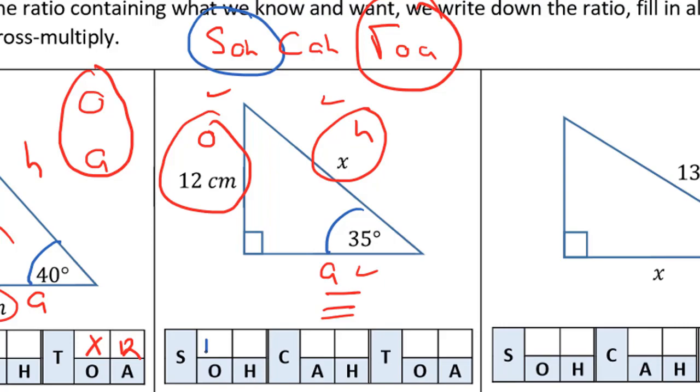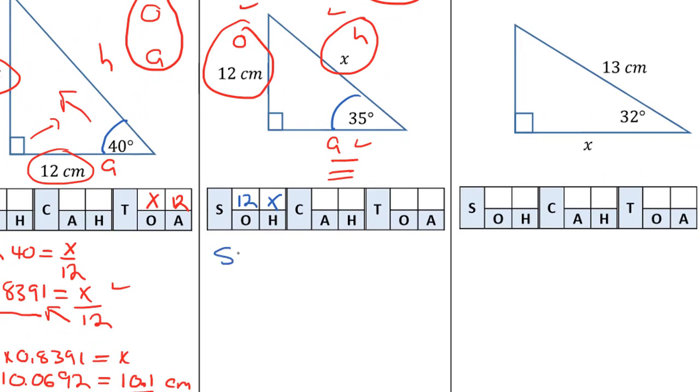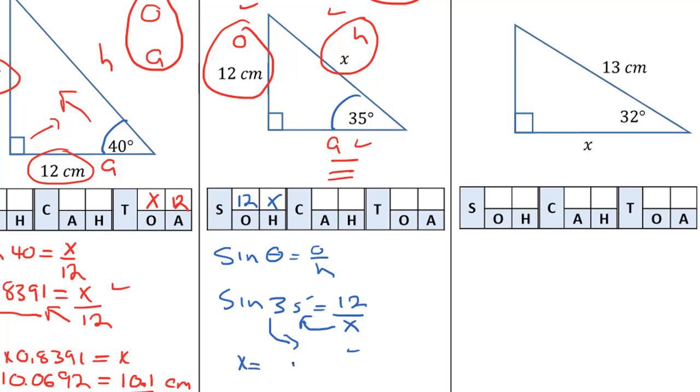So the opposite is 12, and the hypotenuse is what I'm looking for. I write my trig ratio, and I start off with sine of theta equals opposite over hypotenuse. Fill in what I know. I know that theta in this case is 35 degrees. The opposite is 12, and I'm looking for the hypotenuse. Now I'm going to do cross multiplying, which means that the x is going to move up to the top on that side, and the sine of 35 is going to move to the bottom on the other side over here. So I end up getting x is going to equal 12 divided by sine of 35.